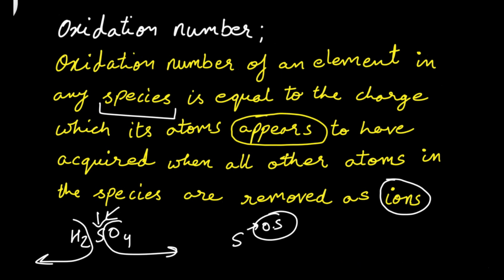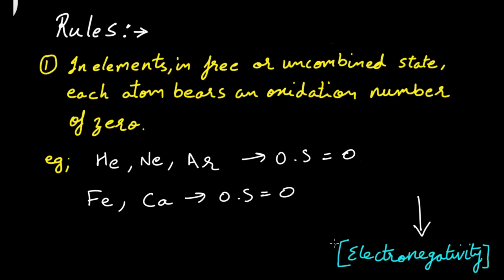Now when we were talking about this H2SO4, we were saying that hydrogen and oxygen will be removed as ions. When they are removed as ions, they will either take up electrons and then leave, or they will lose electrons and then leave, right? This will happen on the basis of electronegativity. For example, hydrogen has low electronegativity, so it will lose electron towards sulfur. Oxygen has high electronegativity, so it will take electron from sulfur and then leave, right? That's how you can use the concept of electronegativity in oxidation number. So the first rule is done.